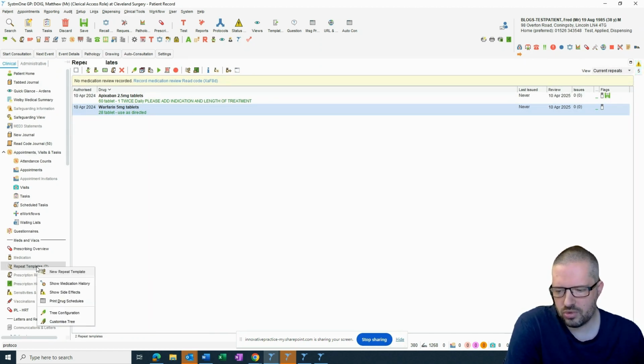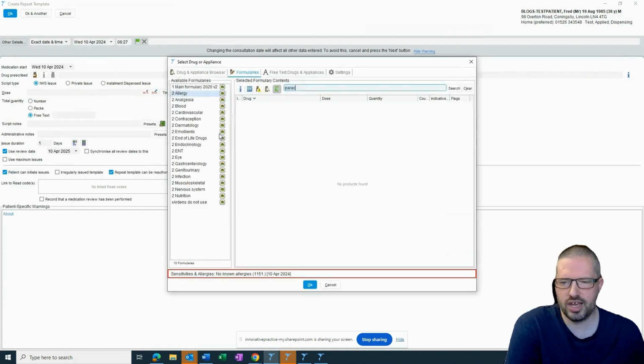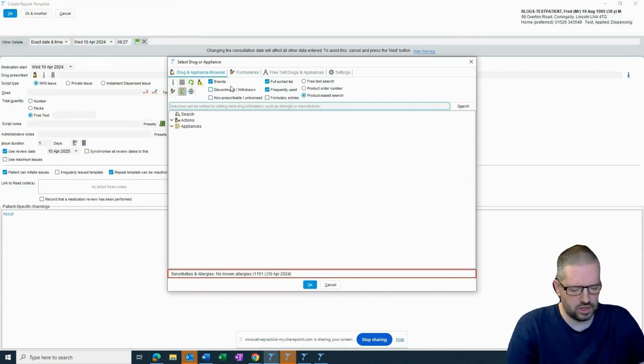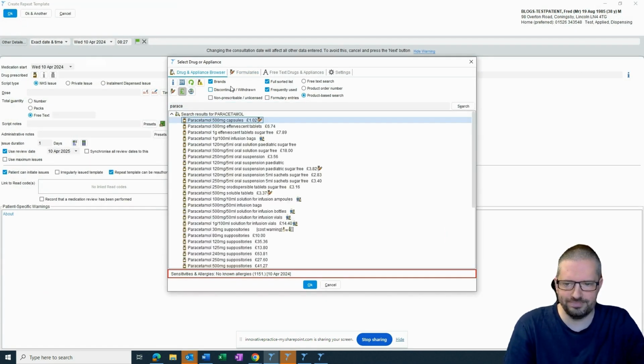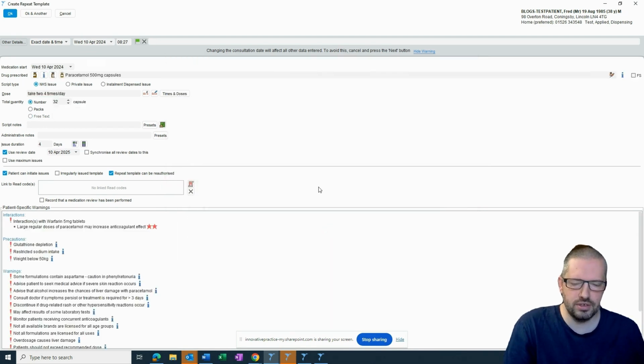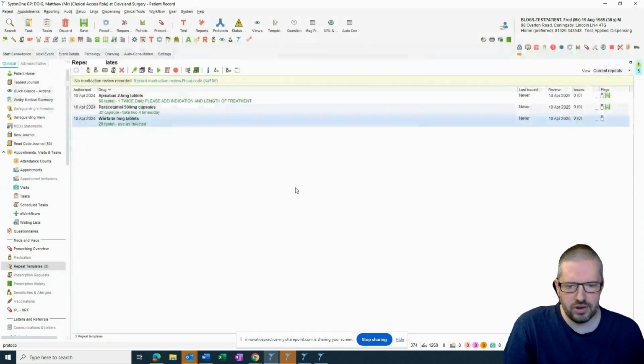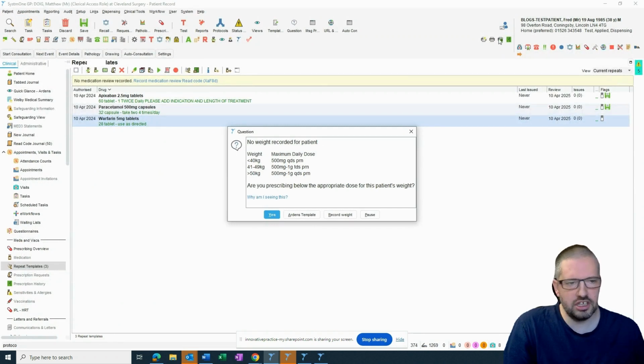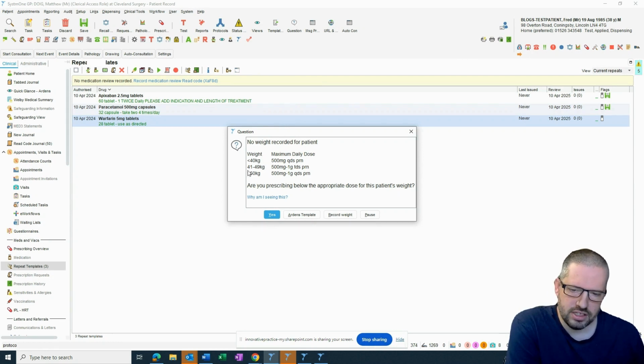Then there's others that are a bit more subtle, that are more kind of checks for things. So this one is for paracetamol. And it came out of a significant event where a care home patient was actually overdosed because no one had checked her weight. So if I prescribe paracetamol, this is a test patient, so they've got no weight recorded. And so it's flagging for me here the different guidance about what patients should be prescribed according to their weight.